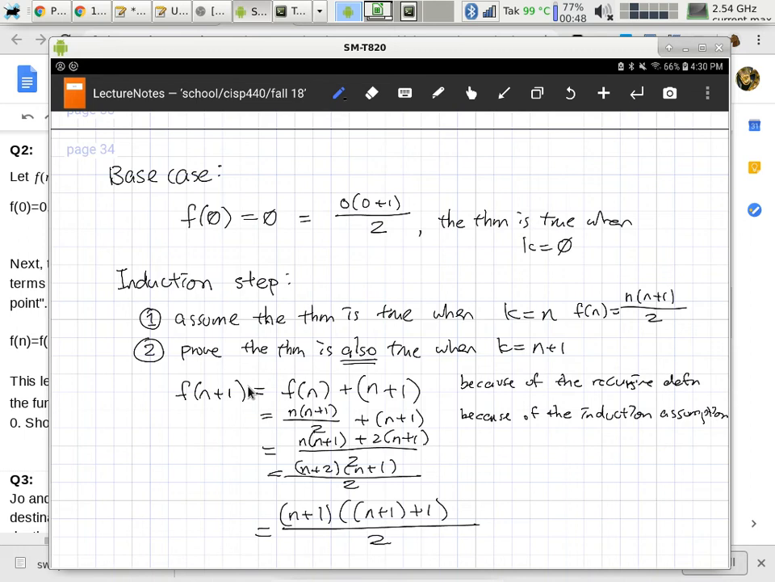But that's it. This is the whole proof that I want. It doesn't have to be expressed exactly like this, but it has to have all of these components. Are we doing okay so far with the concept of proof by induction?